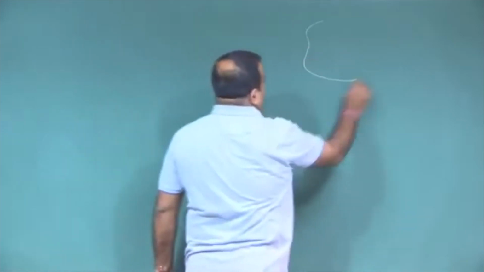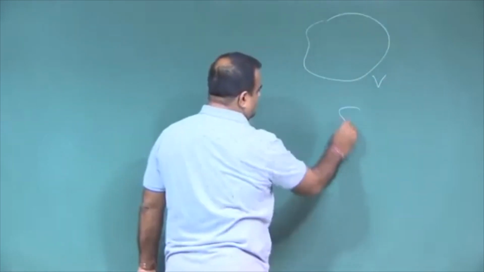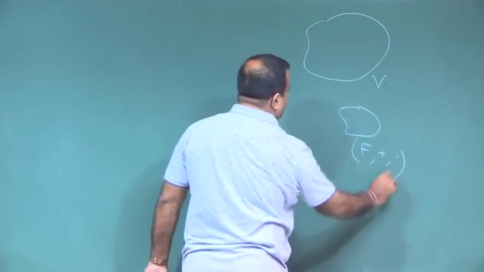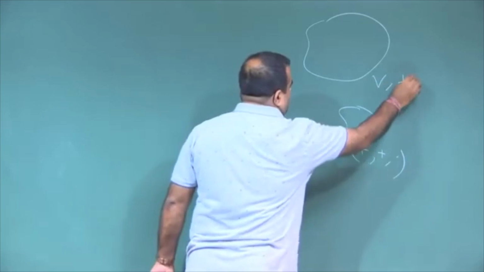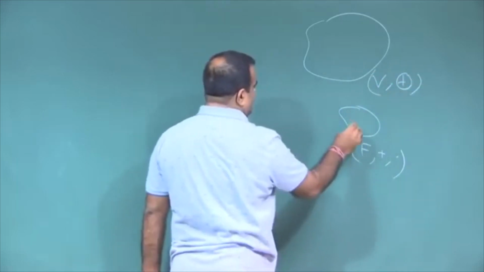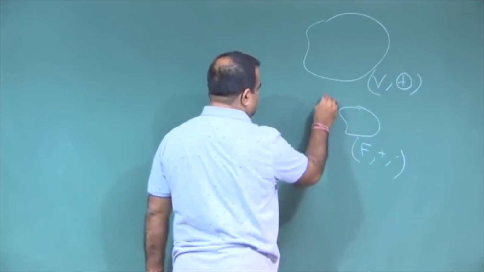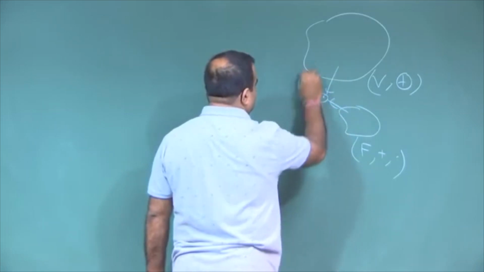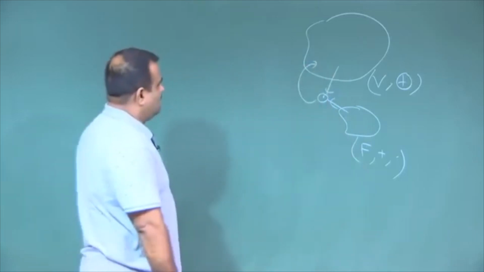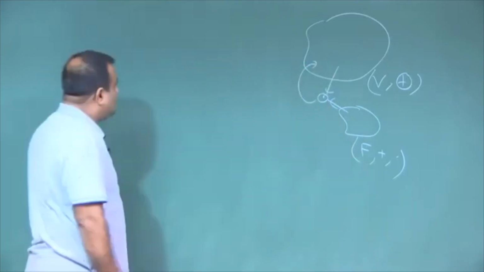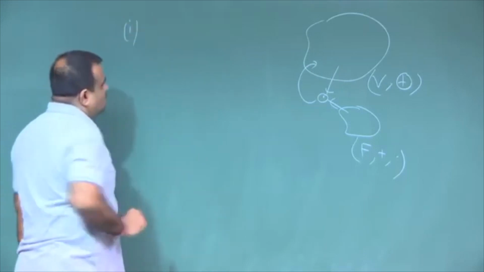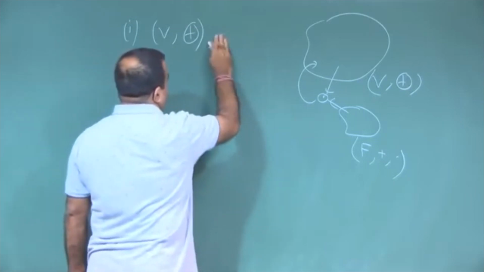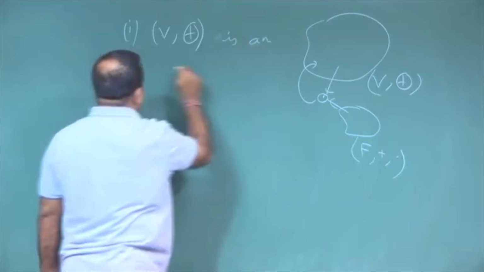So let us just draw the picture. This is our V, this is our F, and in F we have two operators: a vector addition, and another operator which takes one element from here, another element from here, and gives another element of here. Okay. So, first one is this must be an abelian group, a commutative group.